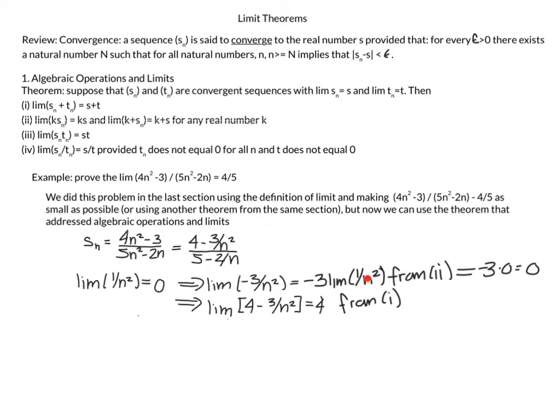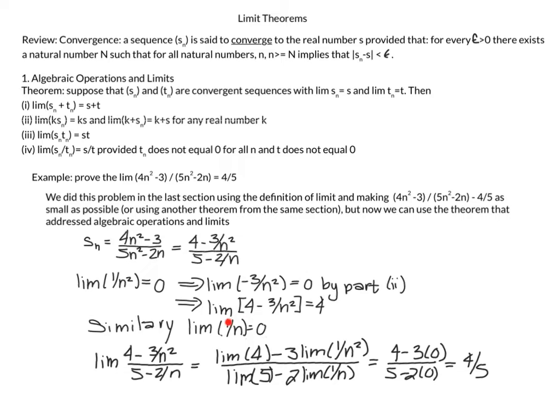The limit of 1 over n squared is 0, so then this whole line here, the limit of minus 3 over n squared, is equal to 0. And now when I add the 4 to that using part 1, the limit of 4 is 4, and this over here is 0, so I get a final answer of 4.